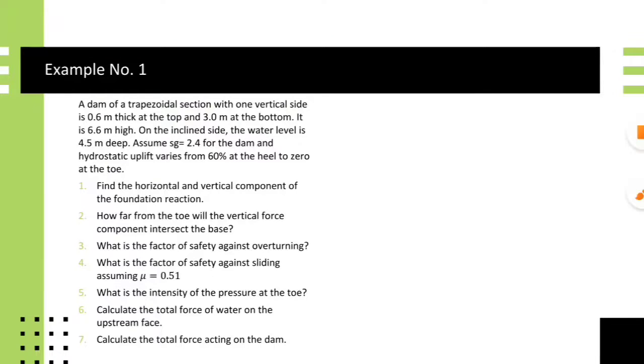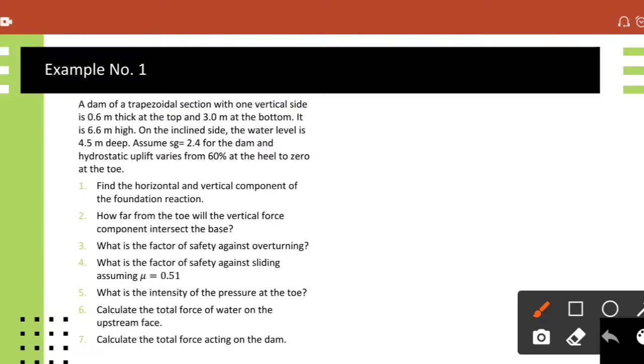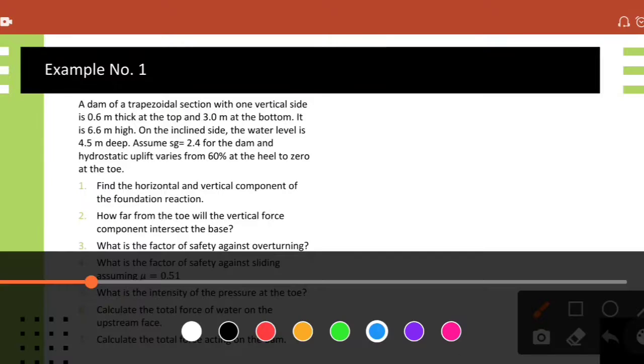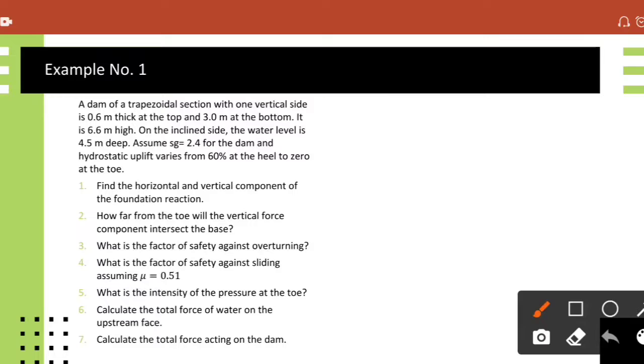Identify natin, ha. Sa number 1, ang hinahanap natin dyan is Rx and Ry. Yung dalawang hinahanap dyan. Ito naman, number 2, how far from the toe will the vertical force component intersect the base? Ano yung hinahanap dyan? X bar. Sinabi ko na yun kanina, no? So, next is factor of safety against overturning is FO.